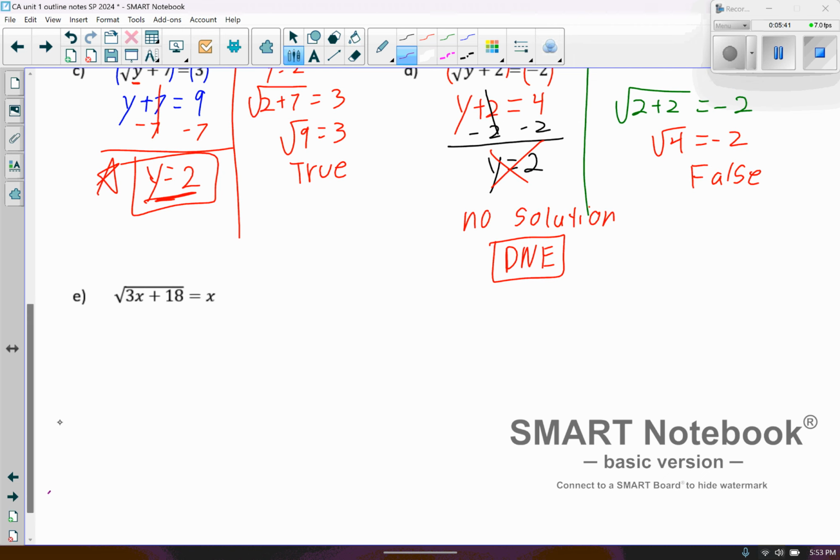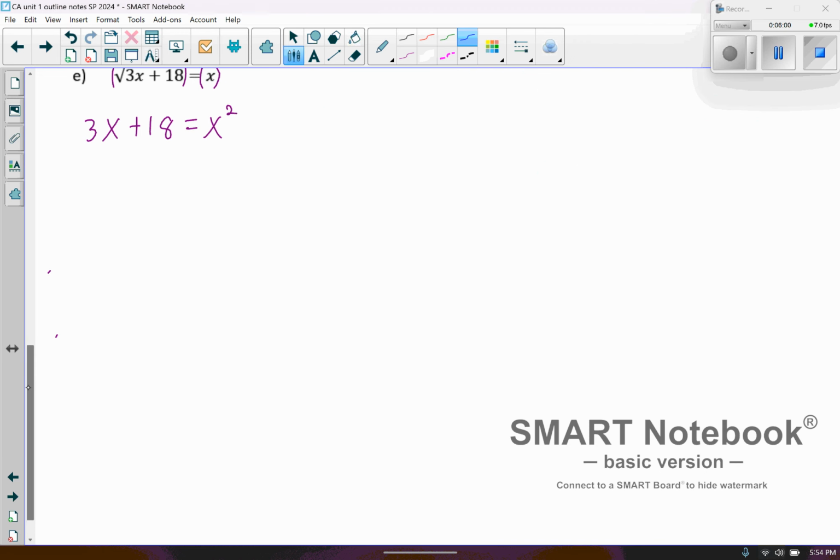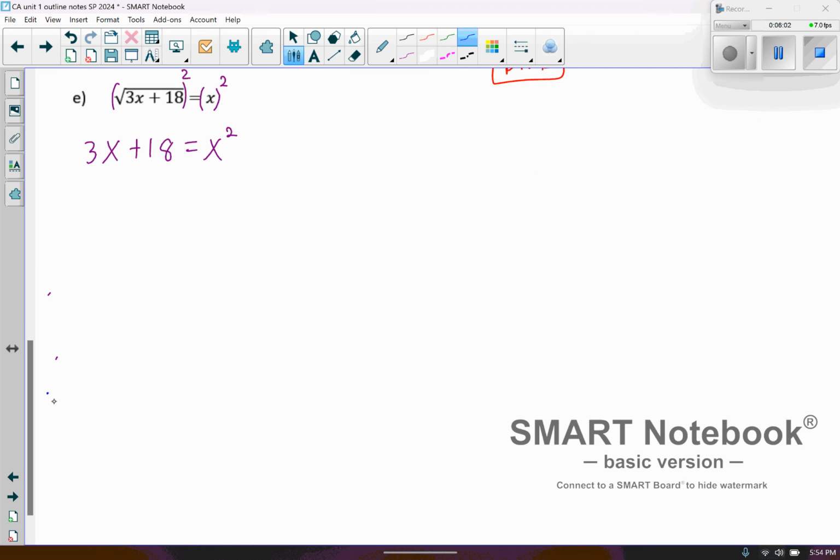So looking at E right here, we're going to start by squaring both sides. And so this is going to become 3x plus 18 equals x squared. And so we're going to want to set up a quadratic equation here. And these should all be factorable. We're not going to have to do the quadratic formula. It's possible that those could happen, but we're going to avoid those. We shouldn't see anything like that.